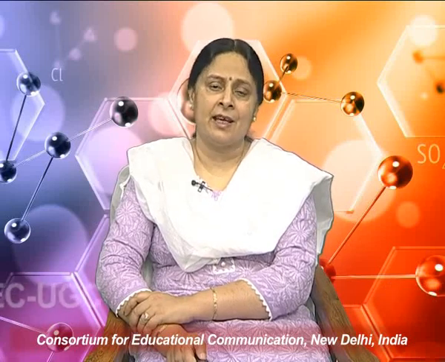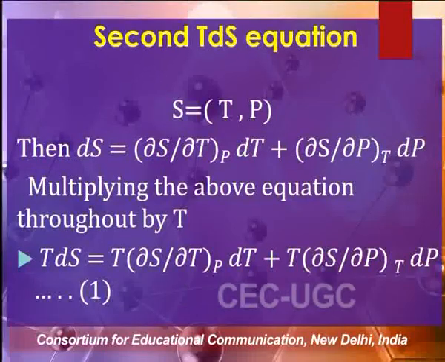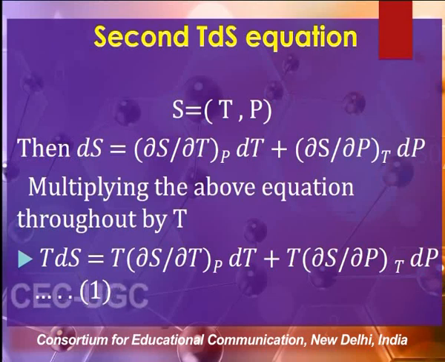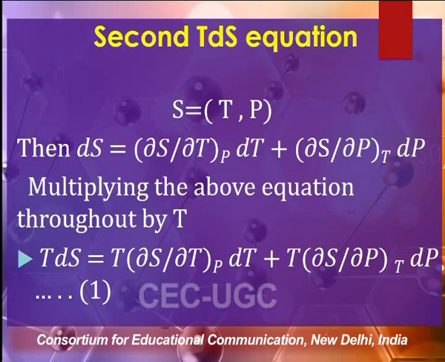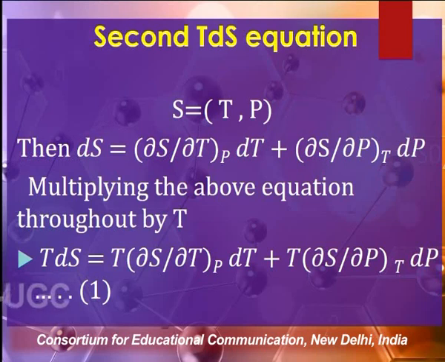Now, let us derive the second TdS equation. To derive the second TdS equation, let us take entropy as a function of two independent variables, temperature and pressure. Then dS would be (∂S/∂T) at constant pressure into dT plus (∂S/∂P) at constant temperature into dP.